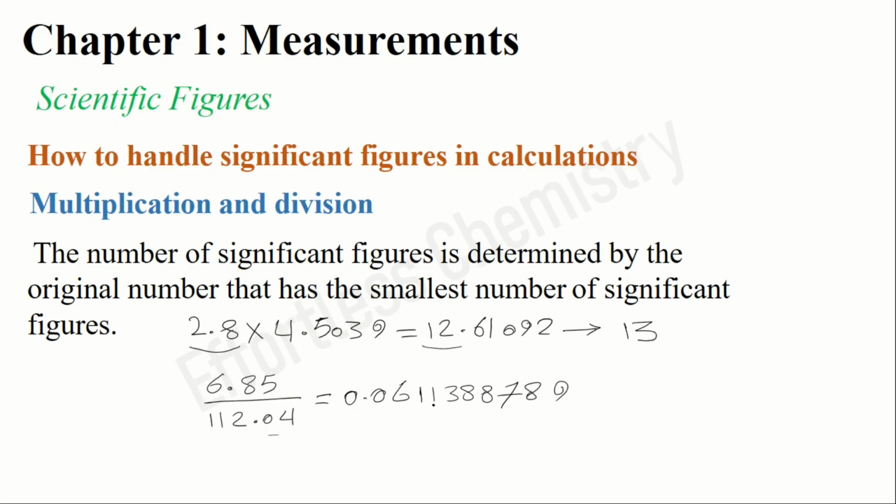And if we want to write it with 3 significant figures, the significant figures are 6, 1, 1. And since 3 is lower than 5, when we round it off, we write 1 and we don't add anything to that. So the final answer is 0.0611, which has 3 significant figures.